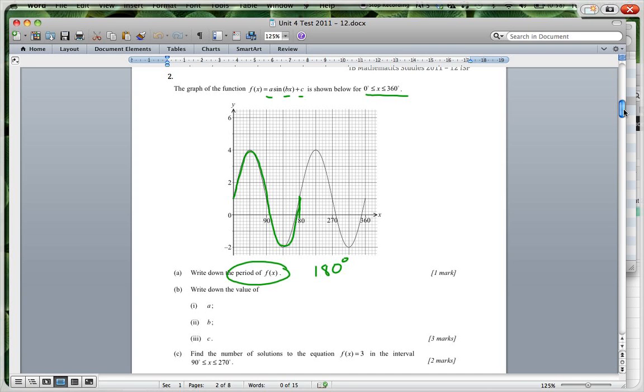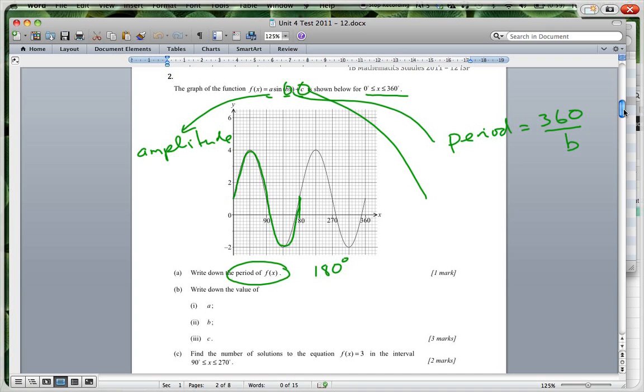Write down the values of A, B, and C. Now, you need to know what these things are. We investigated these somewhat. What is A? Amplitude. The B, what do we get from the B? Alright, the period is equal to 360 divided by B. Okay? And the C is the y shift. How much you shift in the y-axis.